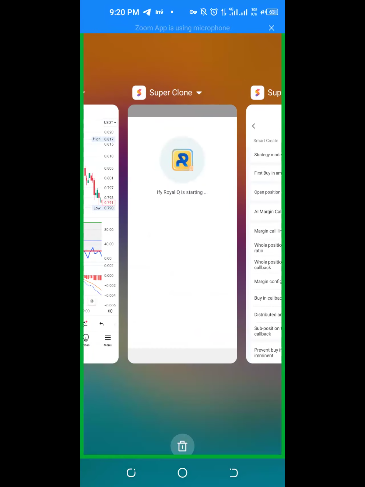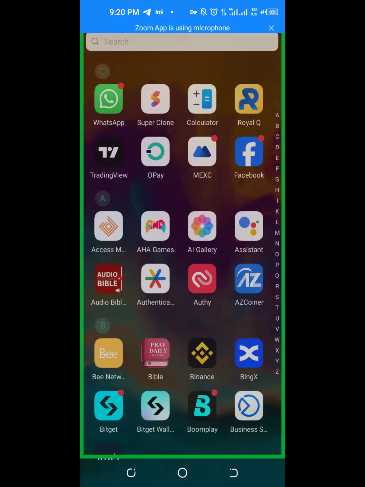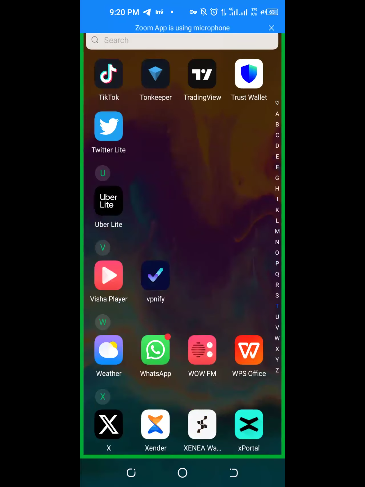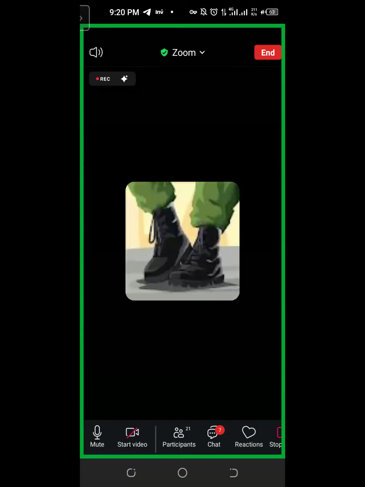My annotation is done. I want to explain that place very well so that we can understand.